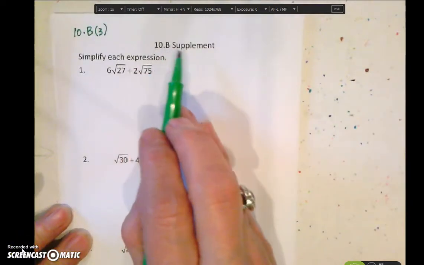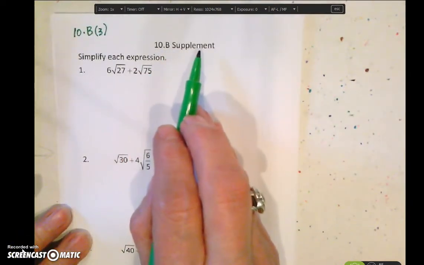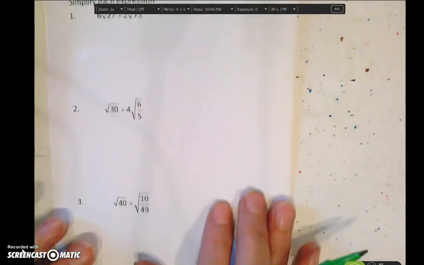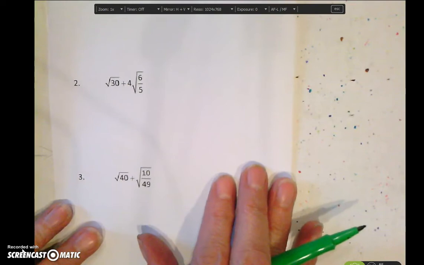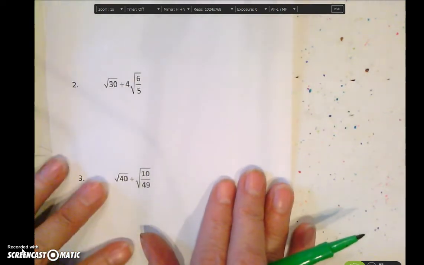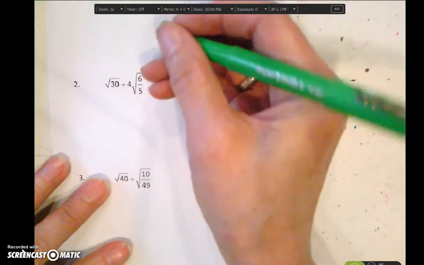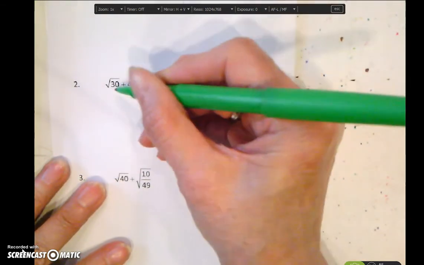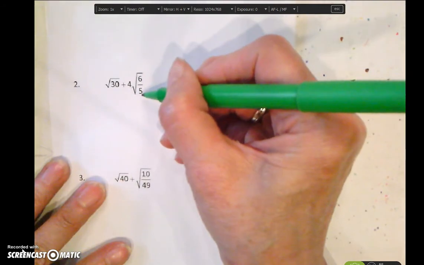We'll work a few of these 10B supplement problems right now so that you've got some on video that you can refer back to. There's nothing new that we're going to be doing here when we're adding. We'd just be working with some fractions rather than the simpler problems. All right, so here I can see square root of 30. These are not like terms.